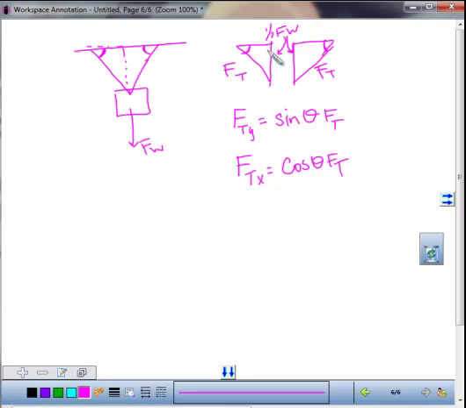And then of course, if you're trying to find that force of tension and you have the components, you can always just use the Pythagorean theorem. So force of tension on the y squared plus force of tension on the x squared equals force of tension squared.